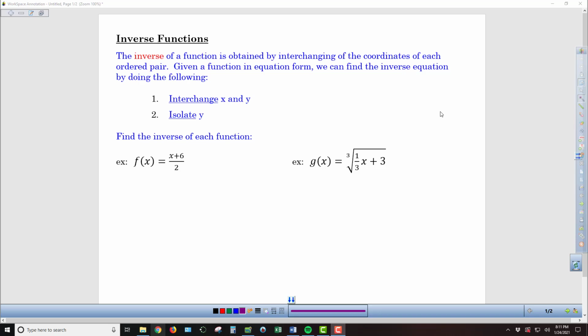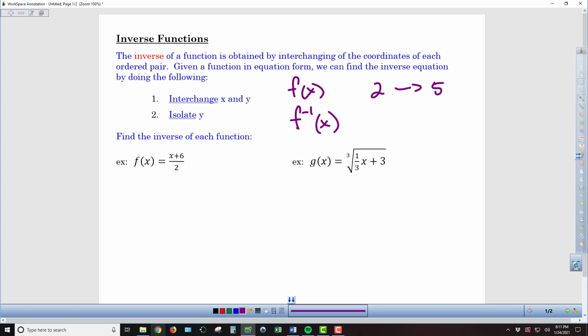The inverse of a function is a new function that undoes the operations of the original. So for example, if we had a function f of x, if we plugged 2 into this function and we got an output of 5, well then in the inverse function, and the notation for that is f to the -1 of x, that's the symbol for inverse.